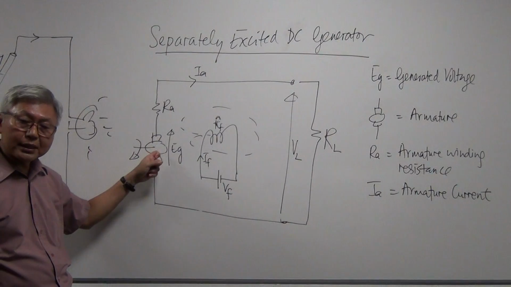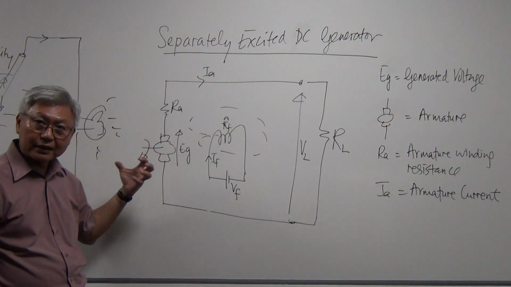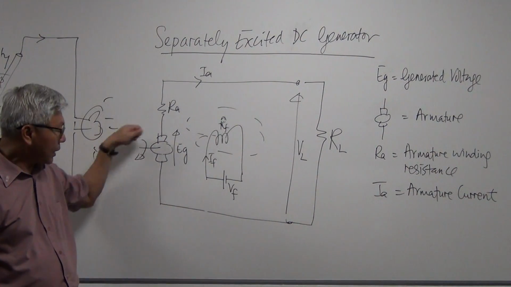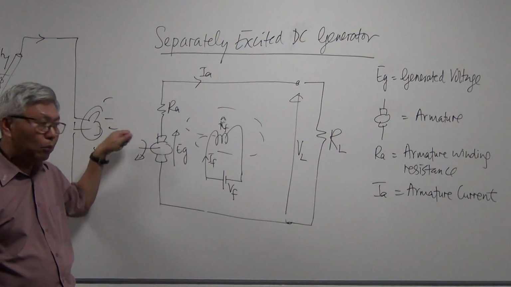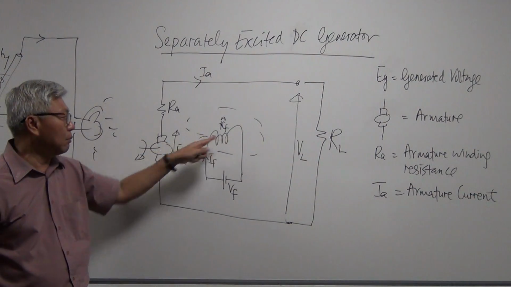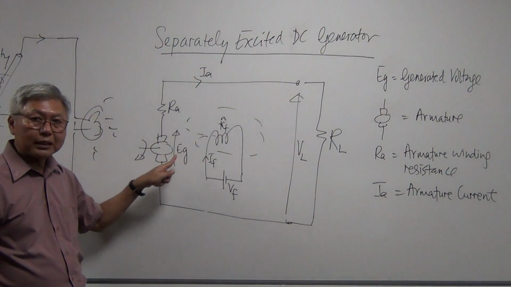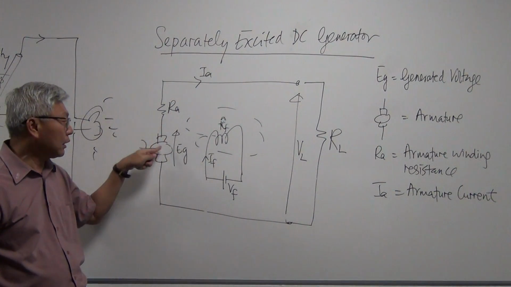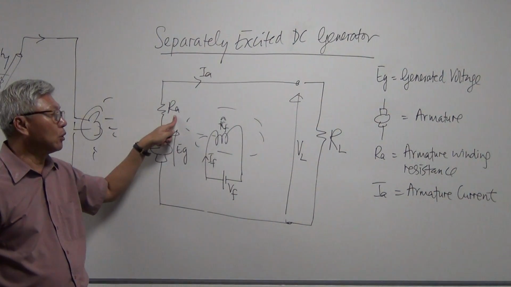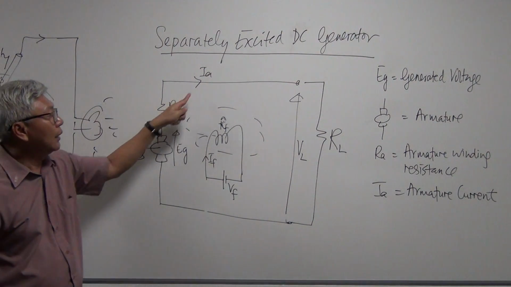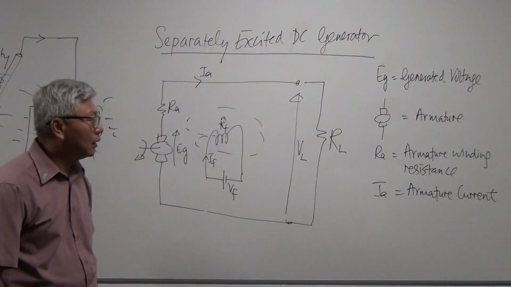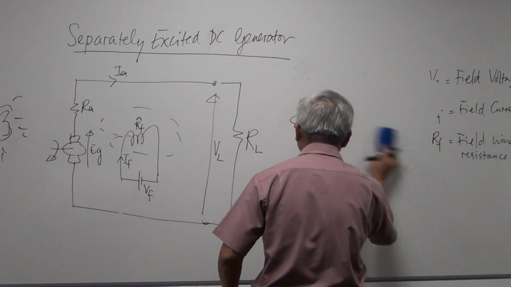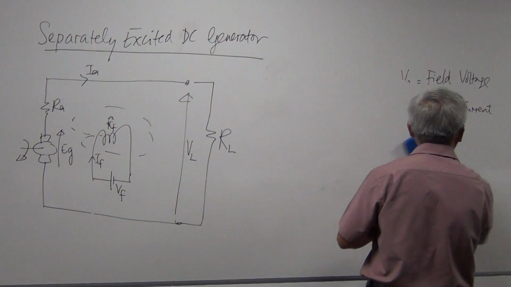This is the armature. What is inside the armature? It's a group of conductors, could be 1,000 pieces, 2,000 pieces, 3,000 pieces. This represents the motion, a moving conductor. I move the conductor in the presence of magnetic flux, produce a voltage, and this is called the generated voltage. And this is the resistance value of the conductors inside. We call them the armature winding resistance. And this is the armature current. With that, we are now going to go through some simple calculations based on this equivalent circuit.